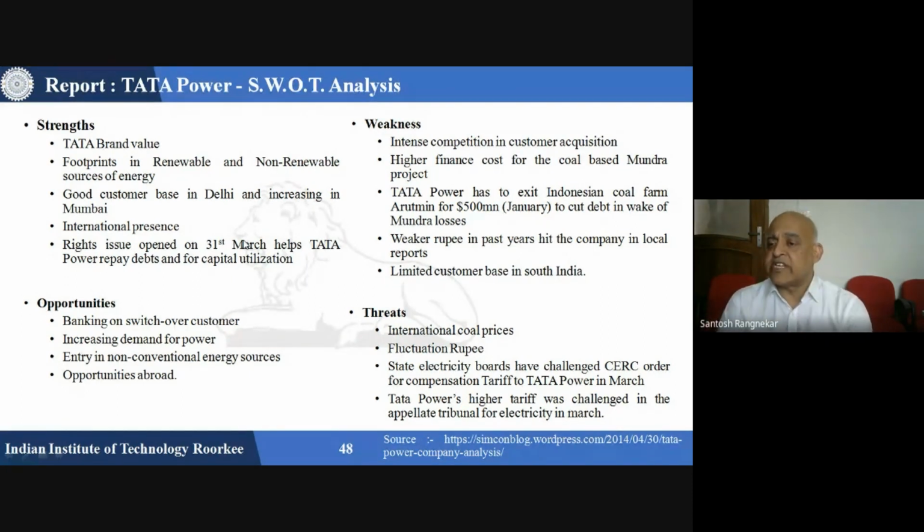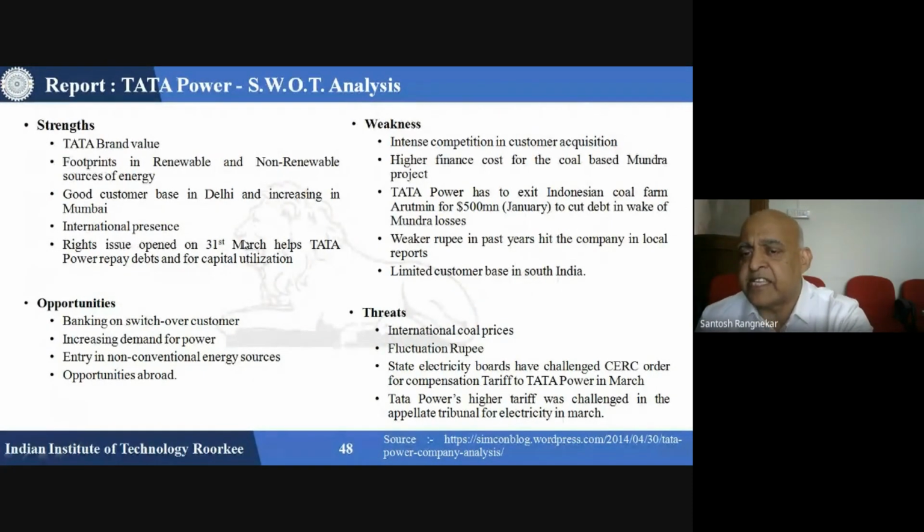Tata Power has to exit Indonesian coal for about $500 million to cut debt in the wake of the Mundra losses. The weaker rupee in the past year hit the company in local reports. This is also very important, because the rupee changes the prices and will change your cost. I would like to mention one example also.